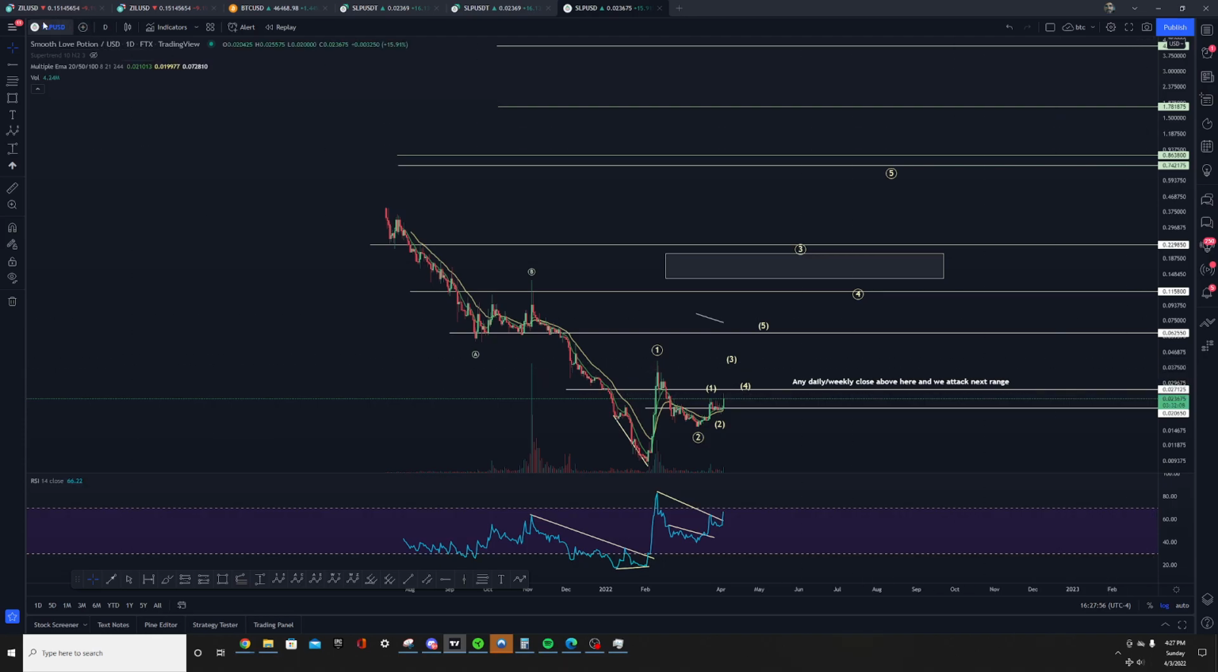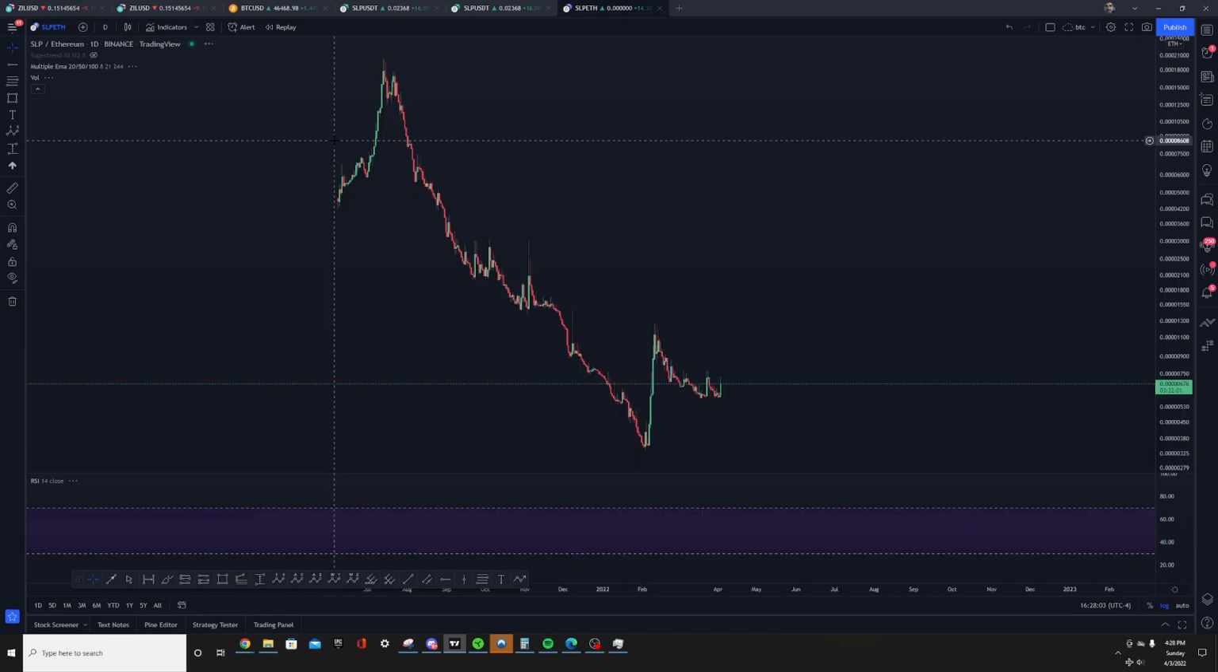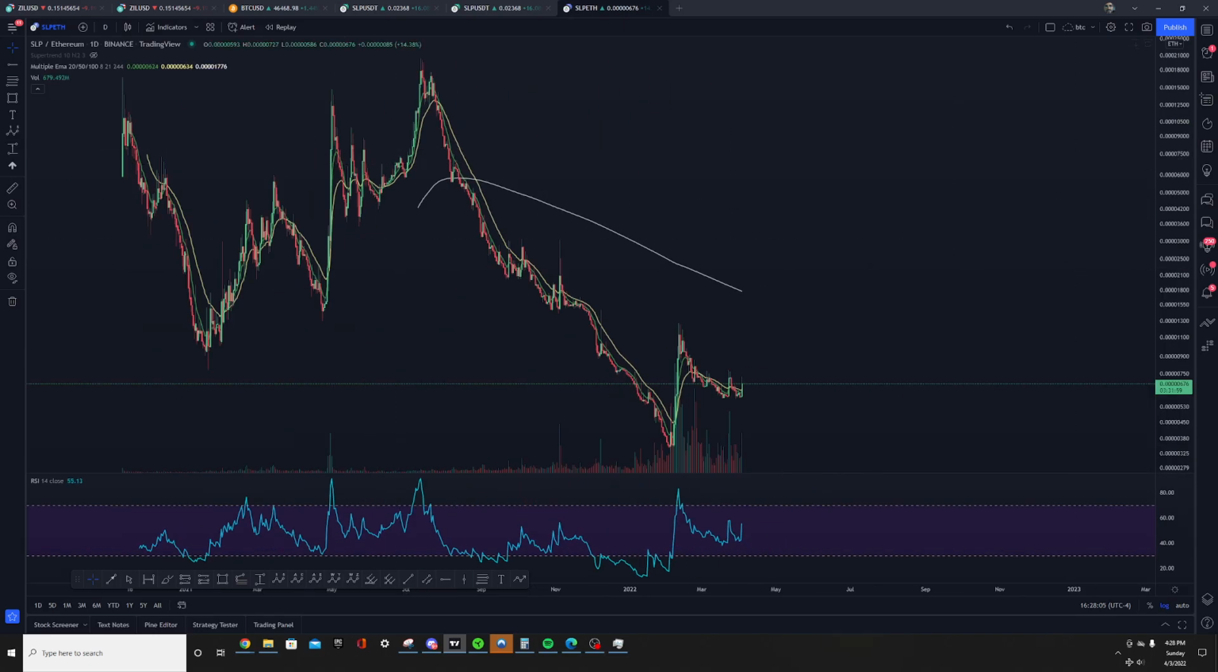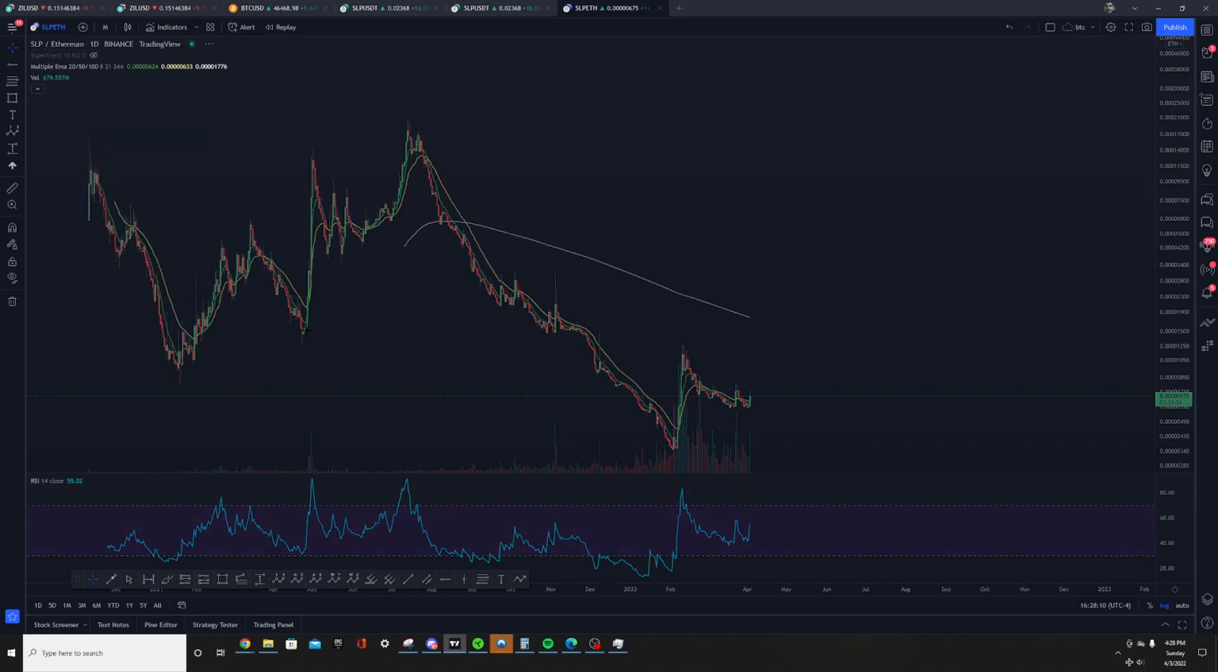So you can also look at the ETH pair. Let's look at the ETH. I'm just curious. Oh, nice! It does have an ETH pair. Let's go. Let's get it.